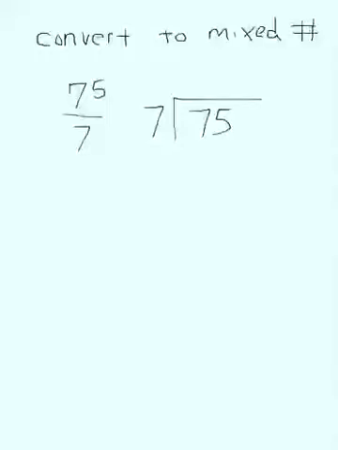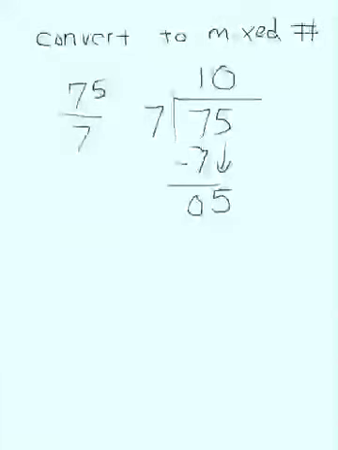Work from left to right. 7 goes into 7. How many times? 1. Write your 7. Subtract. 7 minus 7 is 0. Bring down the 5. Well, we're not adding a 0 yet. We brought down our 5, right? Does 7 go into 5? No. What do we have to write up top? 0. Okay. So what are we left with? 10 and 5.